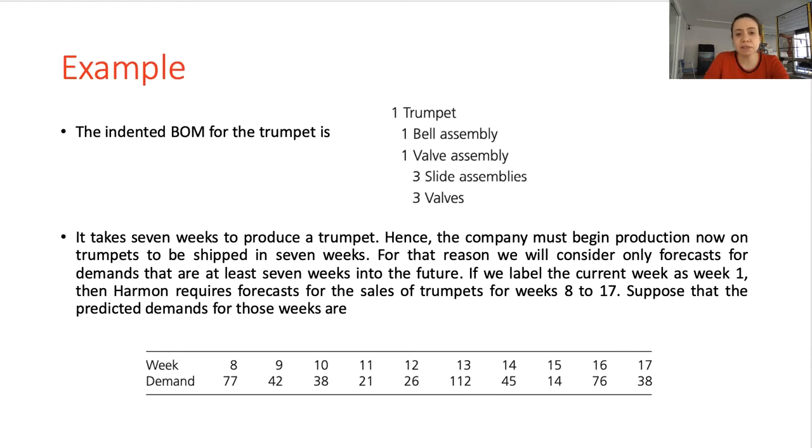Since it takes 7 weeks to produce a trumpet, we will only consider the forecast for demands that are at least 7 weeks into the future. For example, we will label the current week as week 1 and we will consider the forecast of the trumpets for weeks 8 to 17. And this demand is given in this table.